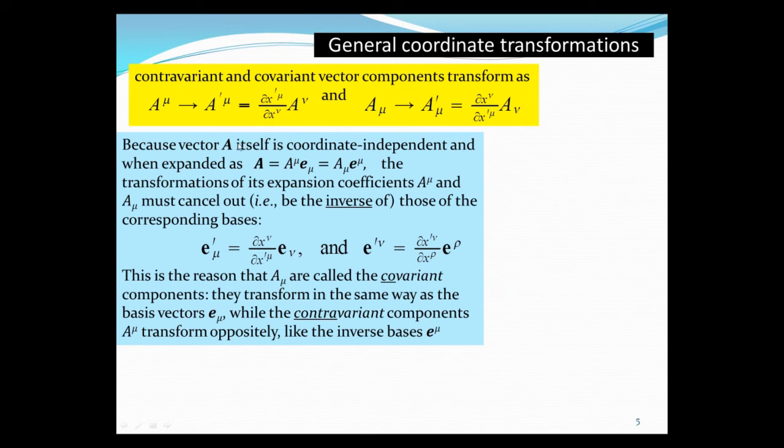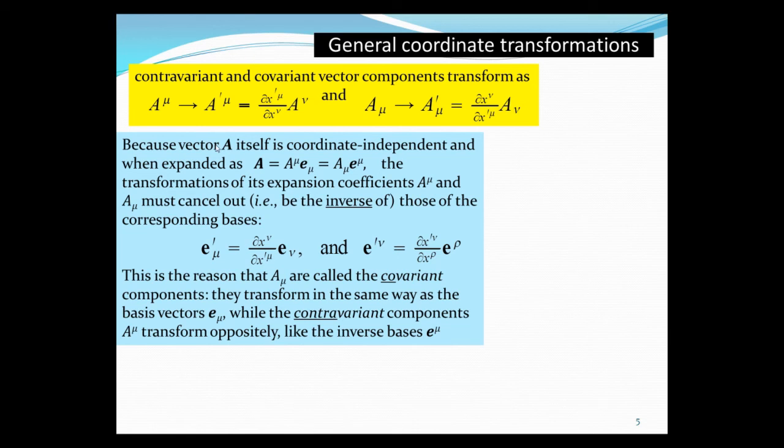Now, keep in mind that when we're talking about transformation, we're talking about transformation of the components. The tensor itself, or the vector itself, A, is coordinate independent. When expanded, vector A is expanded into the basis coefficient expansion. In terms of the base vector, you have contravariant components. In terms of the inverse space, we have the covariant components.